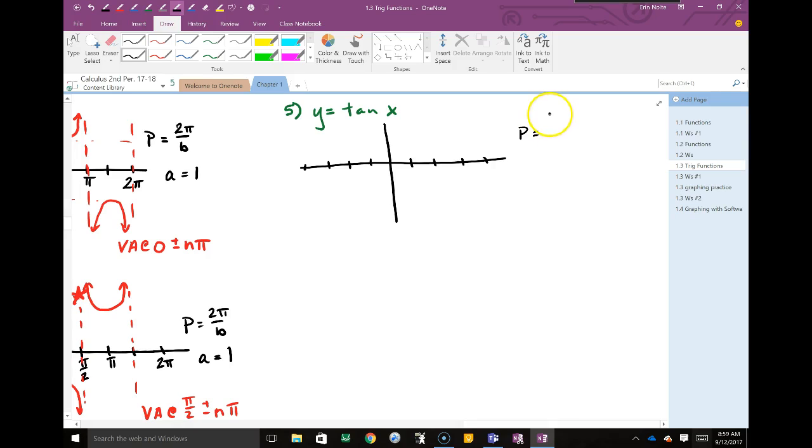Pi over b. Good. The reason that tangent has a different period than the other ones is because, remember, tangent is y over x. So the y over x basically affects what happens with this function. That x value in the bottom, anytime that value is 0, causes that vertical asymptote to occur. Well, if you think about going around the circle, the x value is 0 on that first half revolution right at pi.